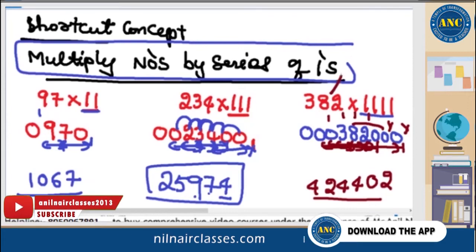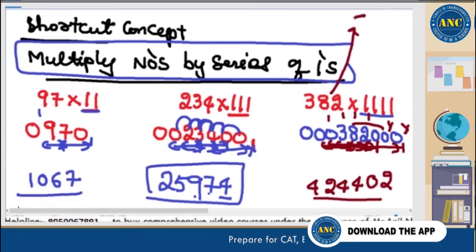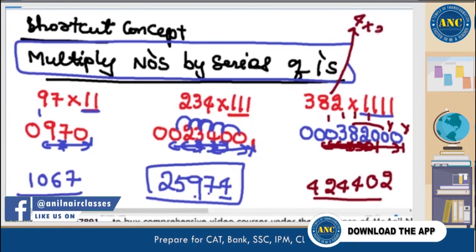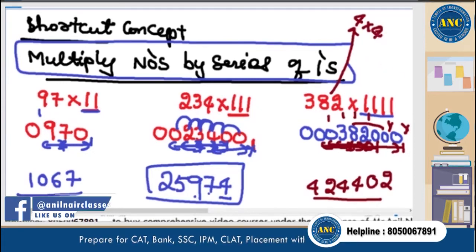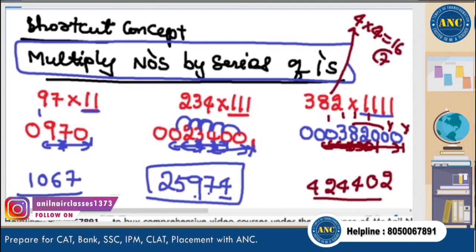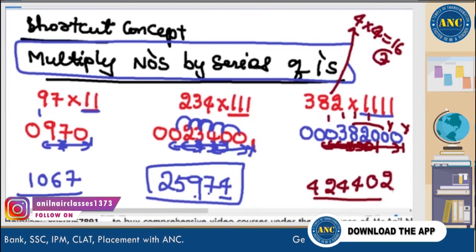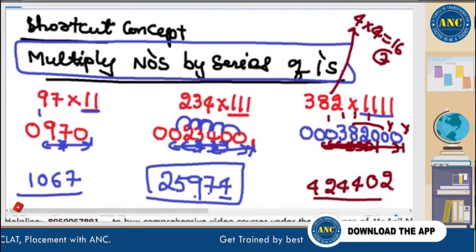424402. 3 plus 8, 11. 11 plus 2, 13. 13 is 4. 4 ones, it is 4. 4 fours are 16. 1 plus 6, 7. 12 plus 4, 16. 1 plus 6, 7. I hope it is clear.